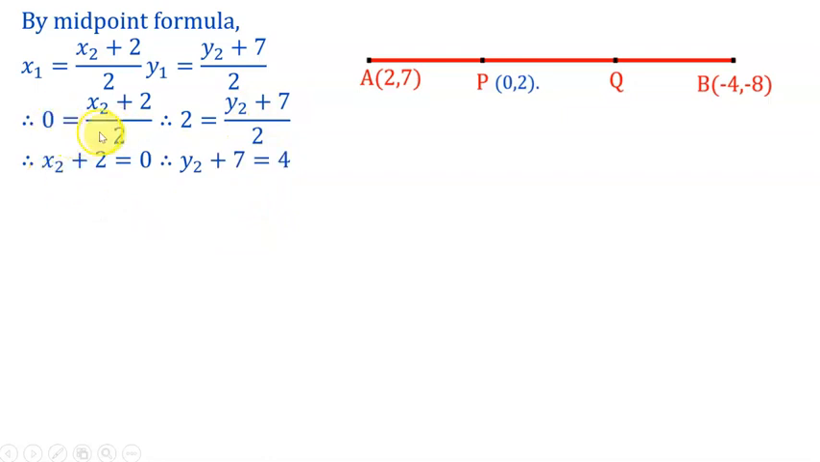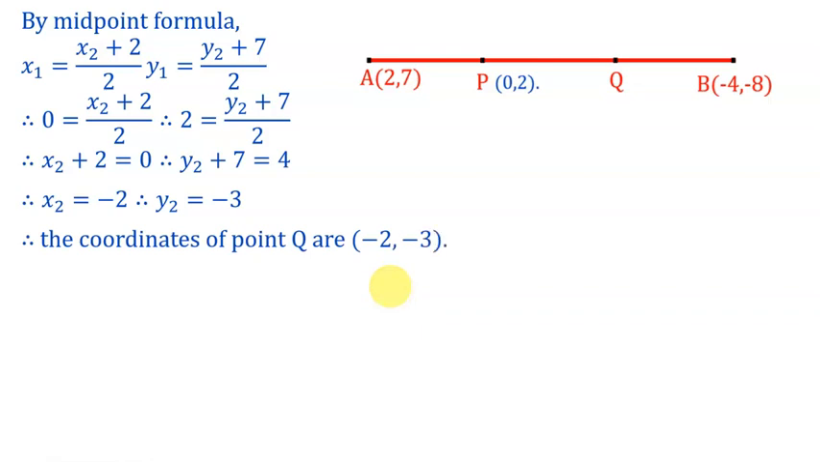म्हणजे काय इथे 0 into 2 किती आले? तर 0 आले. 2 into 2 किती आले? तर 4 आले. Therefore, y2 + 7 is equal to 4. Therefore, x2 is equal to -2 and y2 is equal to -3. And hence, the coordinates of the point Q are -2 and -3.